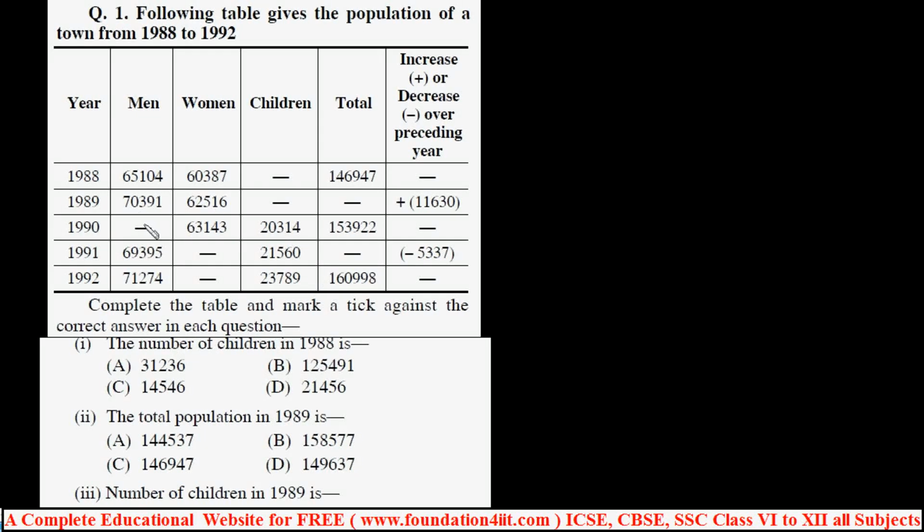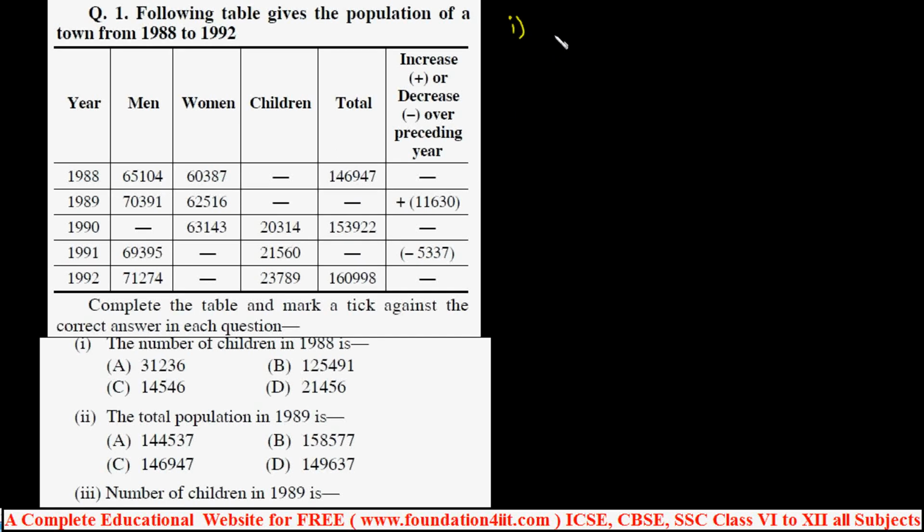Instead of filling all the blanks, let us see, as per the question, how much we require. First one, number of children in 1988. Men, women and children, all three together are nothing but the total. The total is given. From the total, if you subtract the men and women numbers, the remainder is nothing but the children in 1988. Okay, let us solve this.